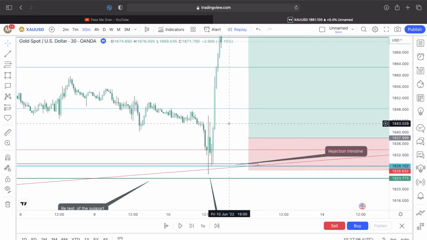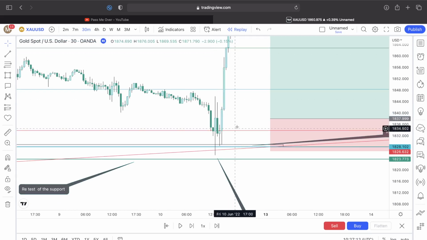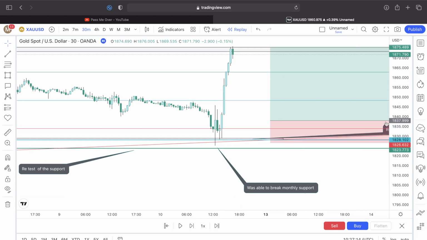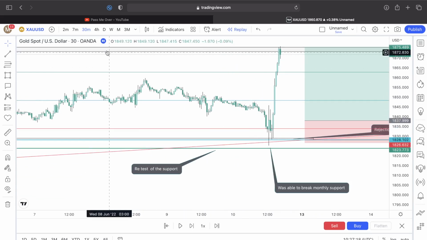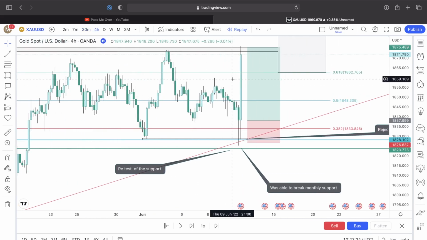Even here as well, there's another confluence telling us that there's a morning star formation on the 30 minutes, and that would have also been a 4th or 5th confluence to let us know, okay, this is a strong buy position. Yeah, again, let me repeat again.